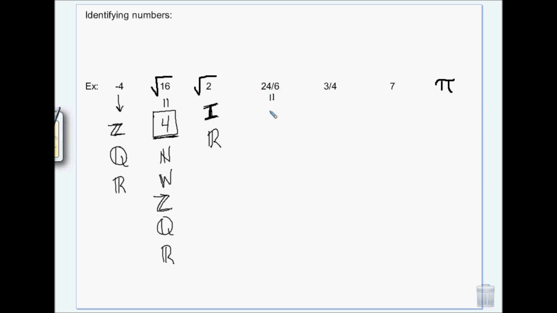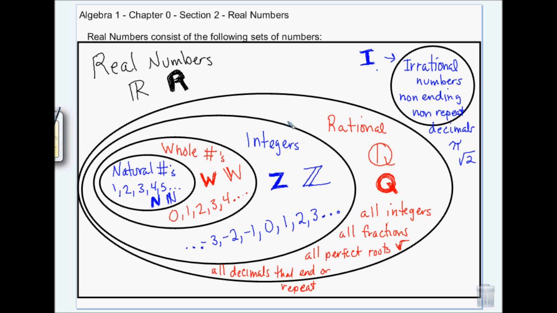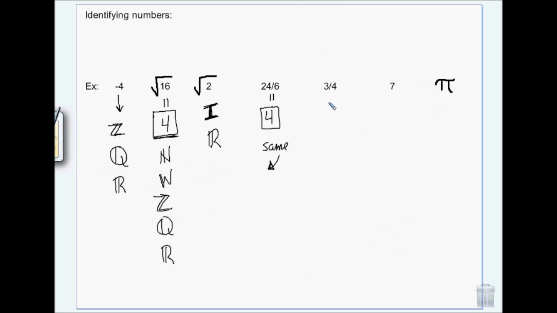Okay. 24 divided by 6 is 4. I didn't mean to do that. We have 2 4s here. So if this 4 is all of these, what is this 4? The same. So you can just write the same if you want. 3/4. This fraction. So if we look at this, there's no fractions in any of these, right? So the smallest one it can be is rational. So it's rational and it's real.